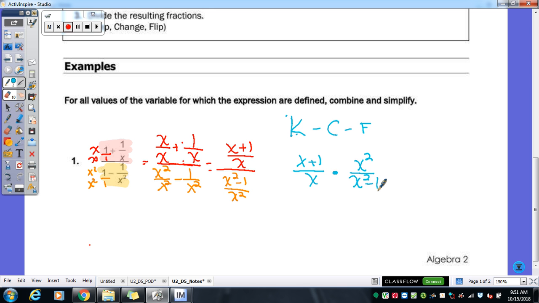So now we got to do a little bit of factoring. X squared minus 1, how does that factor? X minus 1 times x plus 1. That's our difference of squares factoring right there. So now we can cancel our x plus 1 with our x plus 1.